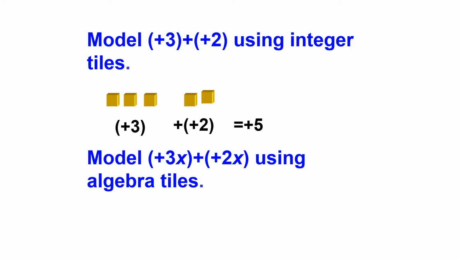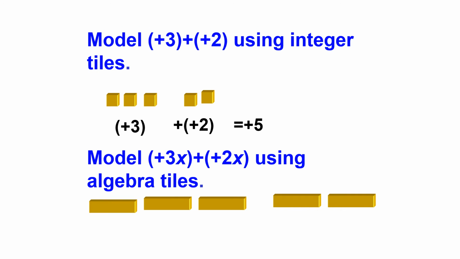What if I want positive 3x tiles and I want positive 2x tiles? So there's my 3x tiles. Now I want 2 more. I can add those together because they're exactly the same. Those are like terms, and that's the point of today's lesson, right? Those are like terms. So what have I got? 3x plus 2x equals 5x.